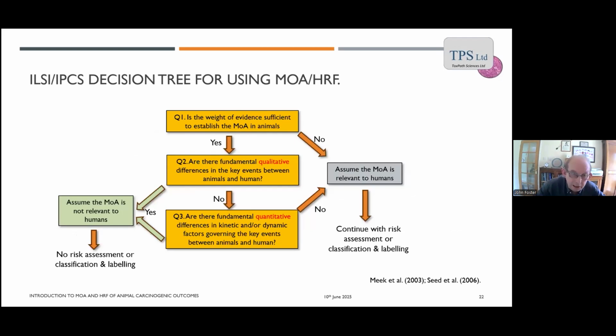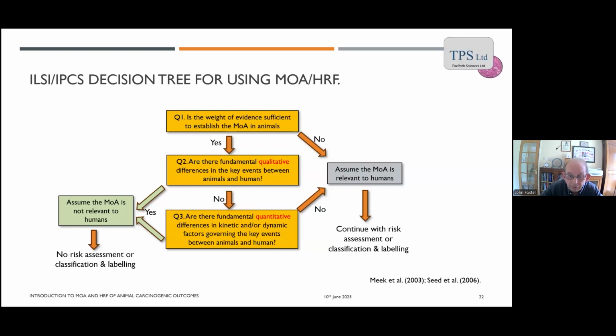So this is a decision tree for using the mode of action. Is the weight of evidence sufficient to establish a mode of action in animals? If it isn't, then the default is to assume that it's relevant to humans and continue with the risk assessment in the USA or classification and labeling in Europe. If the evidence is sufficient, then are there qualitative differences in the key events between animals and humans? If yes, if there are differences in enzymes, for example, then you assume the mode of action is not relevant and there is no risk assessment and no classification and labeling because it's not relevant.